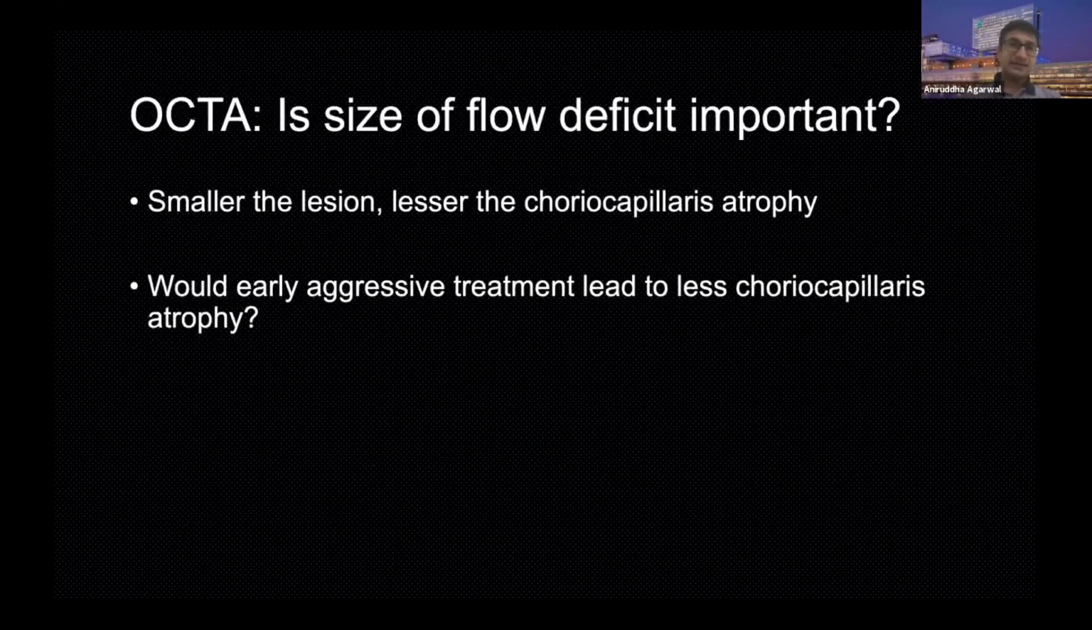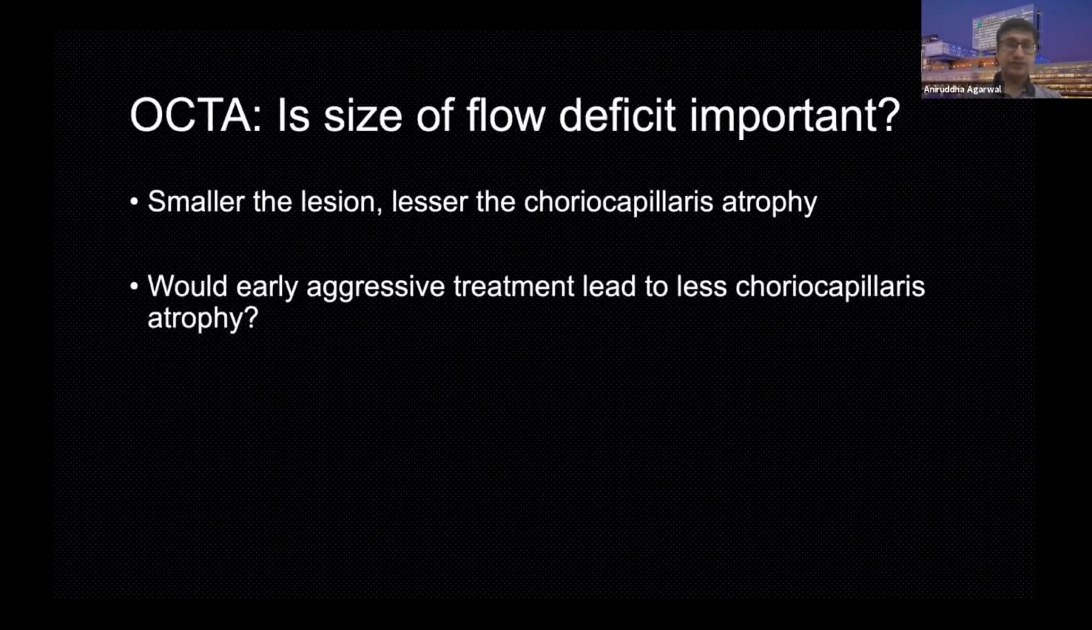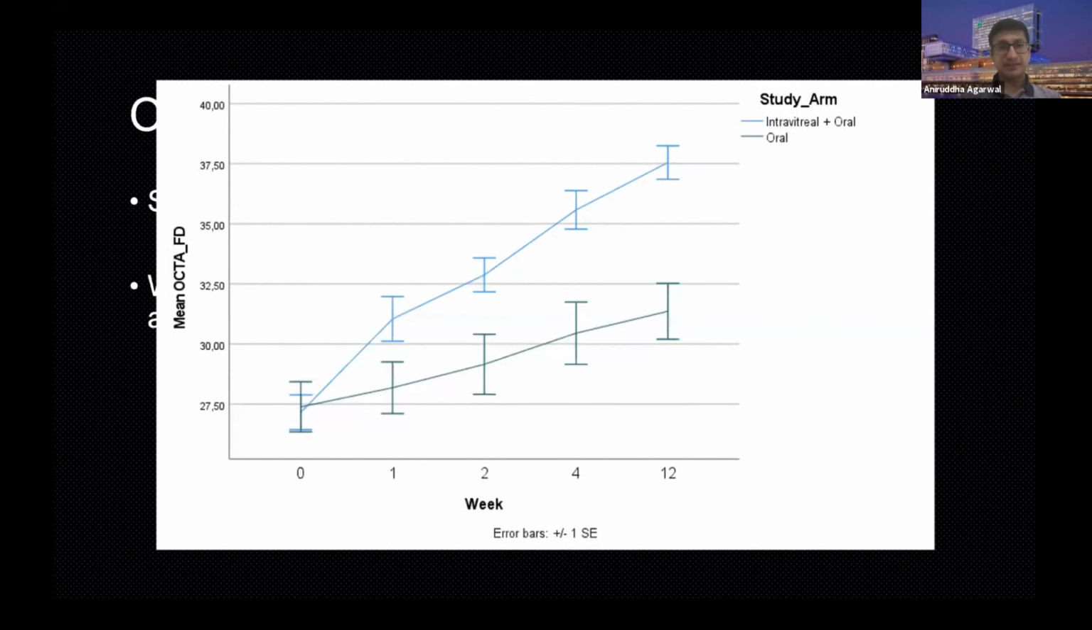Now, why is the size of the choriocapillaris flow deficit important? It's important because when you have a smaller lesion, you have less choriocapillaris atrophy. Now, would early aggressive treatment really lead to less choriocapillaris atrophy? With this hypothesis, we performed this study, which is under review, where we did a clinical trial and categorized patients into two groups.